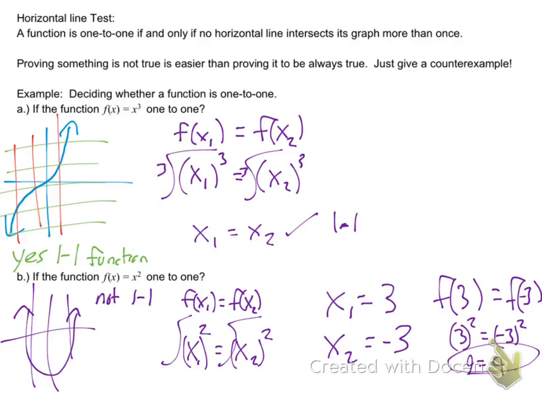We just gave a counterexample of 3 and negative 3. That is true, but not the same input. Therefore, not 1 to 1. Just gave one counterexample, done. Not 1 to 1.